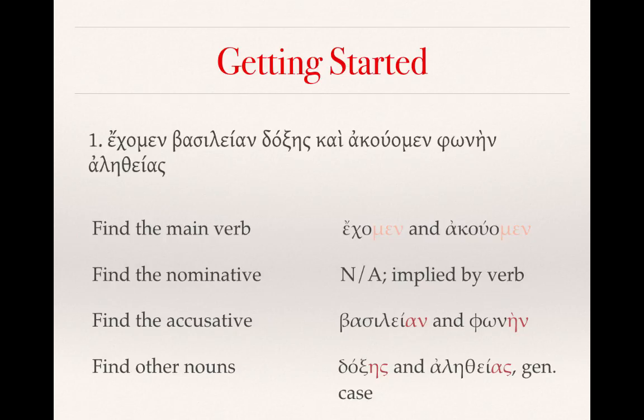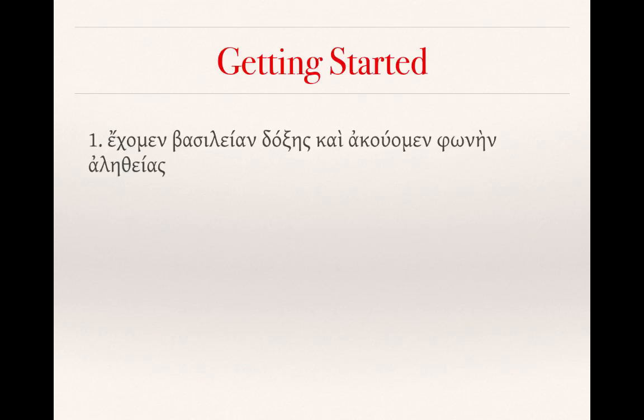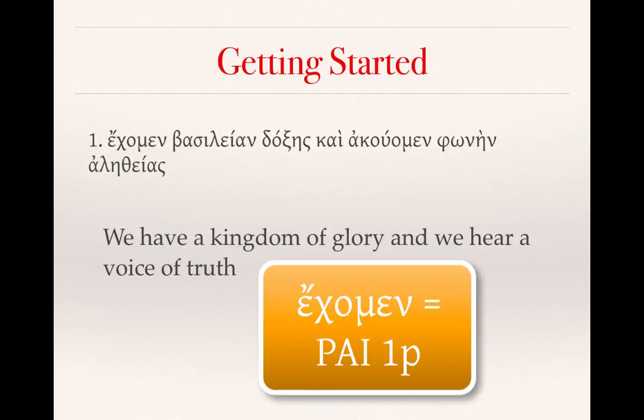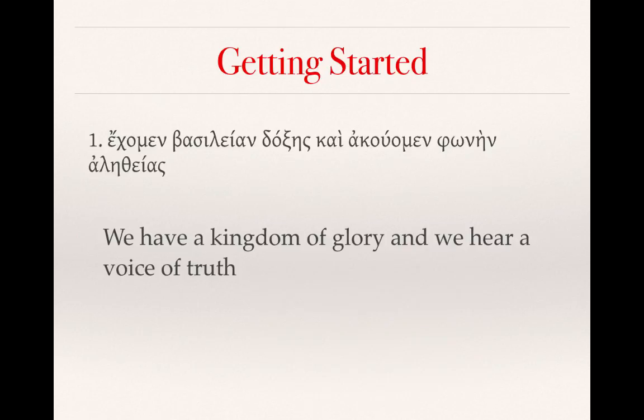So let's have an example of the translation. We have a kingdom of glory, and we hear a voice of truth. Let's just parse one verb and two or three of the nouns. So let's begin with the verb echomen. We would parse this as present, active, indicative, first person, plural. And the key marker for us is men at the end.